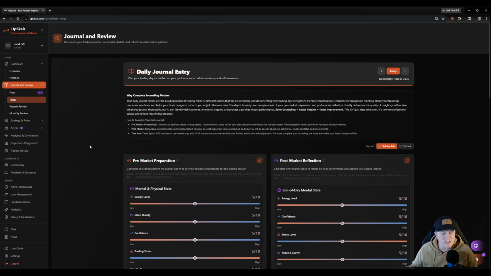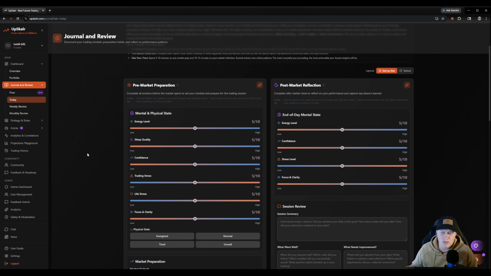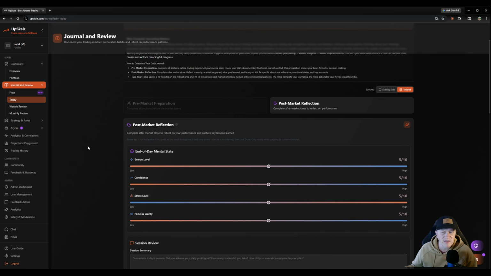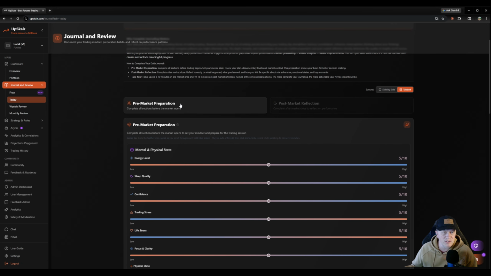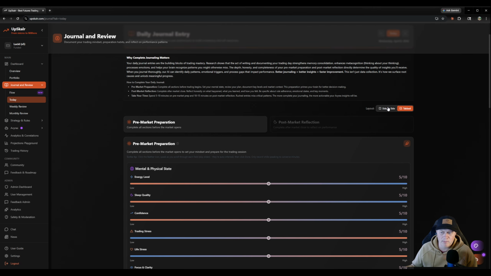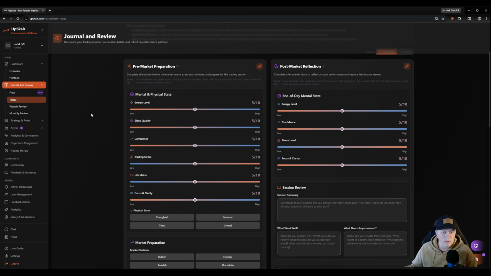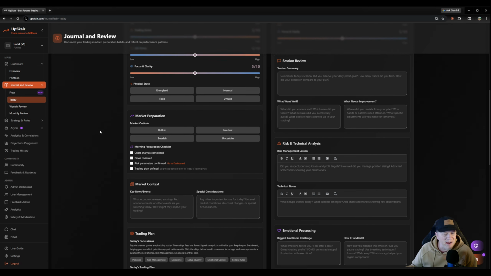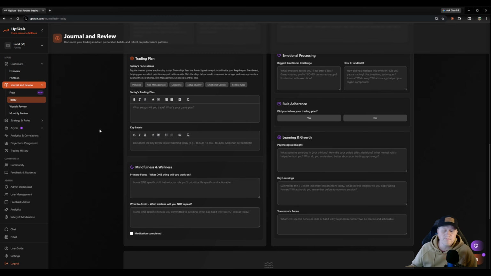The daily journal is split into two areas: a pre-market prep section and a post-market reflection section. You can view these side by side, or you can view them tabbed, depending on how you want to look at them. You may choose to only see the morning one in the morning. I like them side by side so that when I come back at the end of the day, I can see exactly what I entered in the morning, and I can compare how the day went versus how I thought it would go.